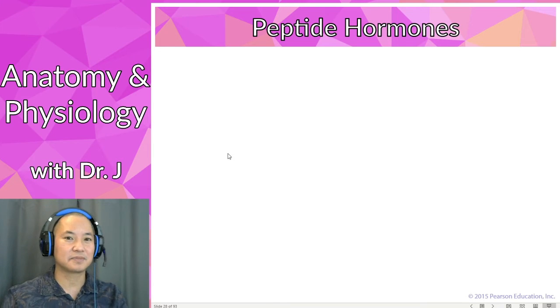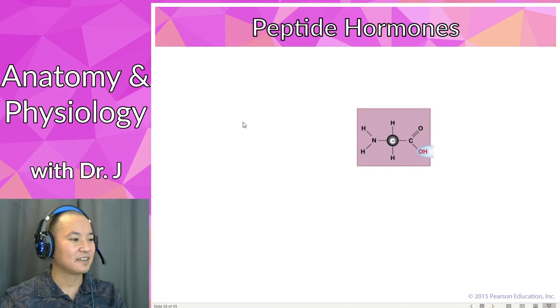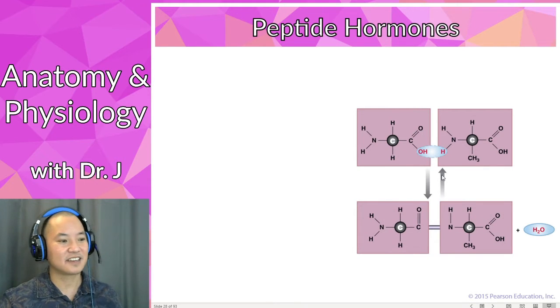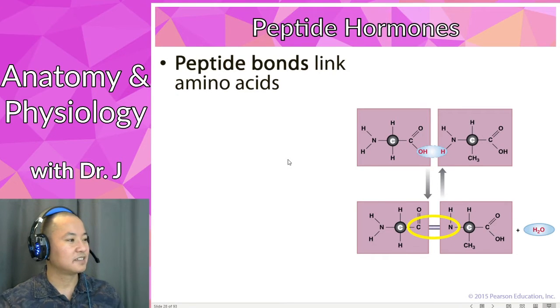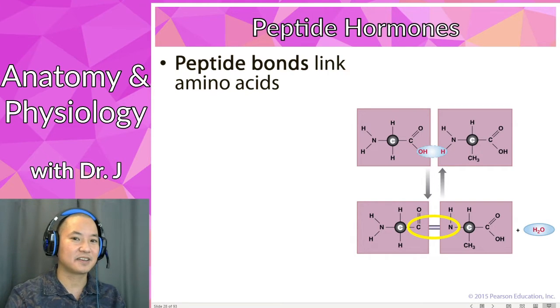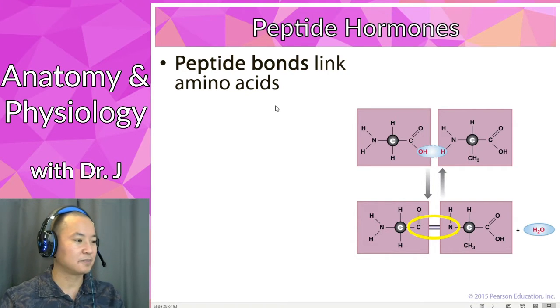So now let's talk about something a little more complex, peptide hormones. Well, what's a peptide? Here we have two amino acids being linked together. This is what we call a dehydration synthesis reaction, because you're synthesizing a new bond between these two amino acids, and now you have water involved. These peptide bonds are what you have when you link amino acids together to form a polypeptide that eventually makes a protein.